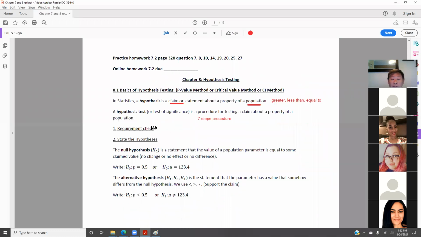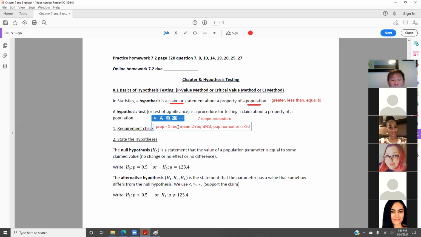Okay. The first step is requirement check. The requirement check depends on mean and proportion. For proportion, you have 3 requirement checks. For mean, you have 2 requirement checks. We did the mean before in 7.2, which is it has to be a simple random sample, short form SRS, and also your population is normally distributed, or your sample size has to be more than 30. So this is the robust, the loose requirement.